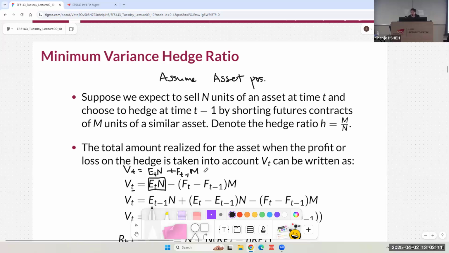So we close our position. When you unwind, you take the opposite position. So we were short, now we're long. When we are long, we're going to be paying F. So it's minus FT. And again, it's M because we want to unwind completely. Taking out the minus M, we get this formula here.